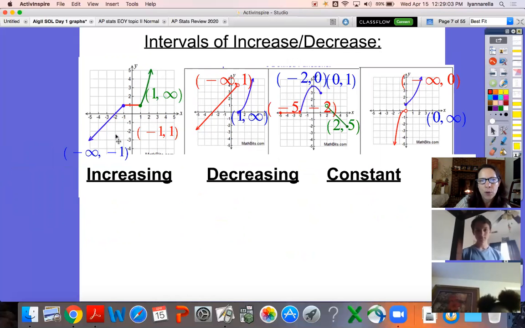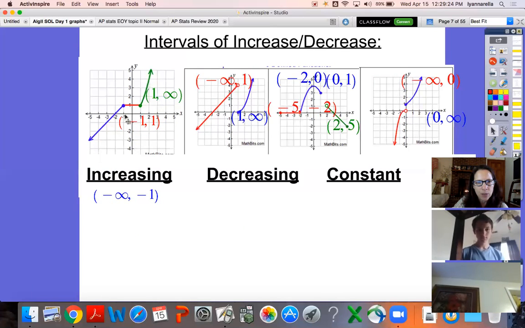So I broke these 4 graphs into their pieces, the blue, the red, and the green piece. For the blue piece, it actually travels from -infinity all the way to -1, and then it stops. And if you read the graph from the left side to the right side, like you would read a book, it looks like the graph is rising. So I would call that increasing.